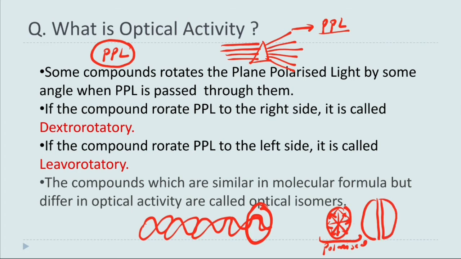Now what happens? After passing it through the slit, only a single plane of oscillation is transmitted. Now this light is called plane polarized light. Okay, so first of all I made it clear what plane polarized light is. Polarized light means light containing a single wavelength, and plane polarized light means there is only a single plane of oscillation.